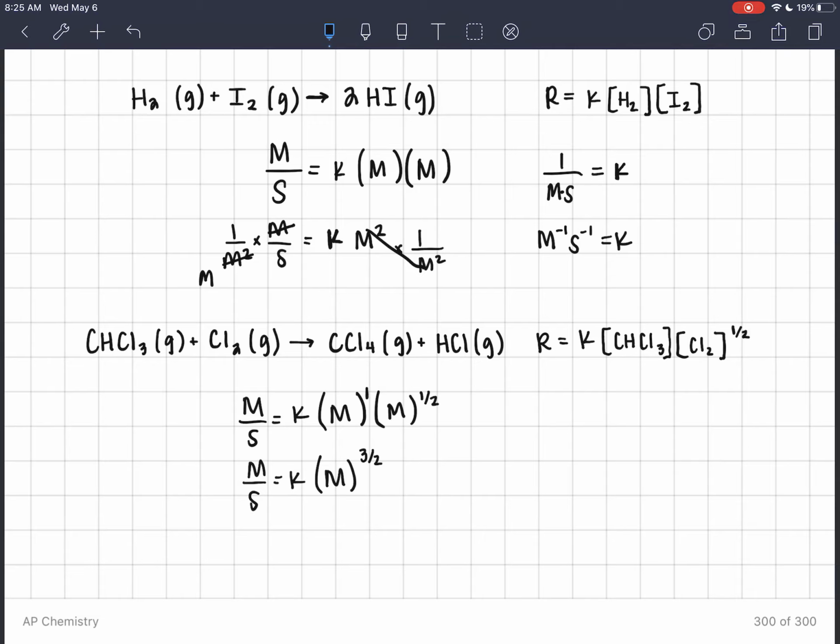How did I get this? Well, this has an exponent of 1. When you're multiplying two numbers with the same base but different exponents, you add their exponents together. So 1 plus 1/2 gets me 3/2.